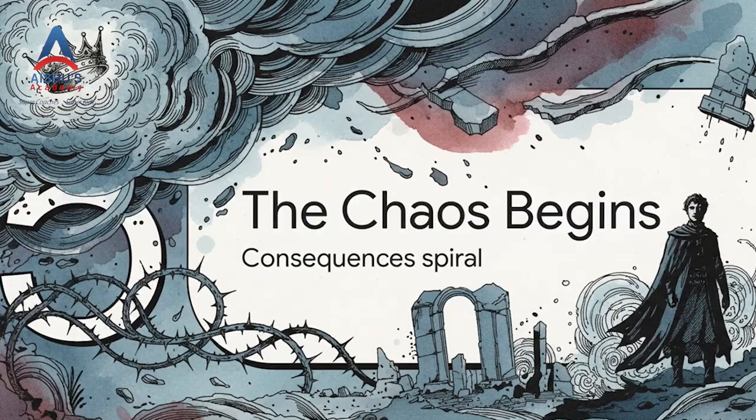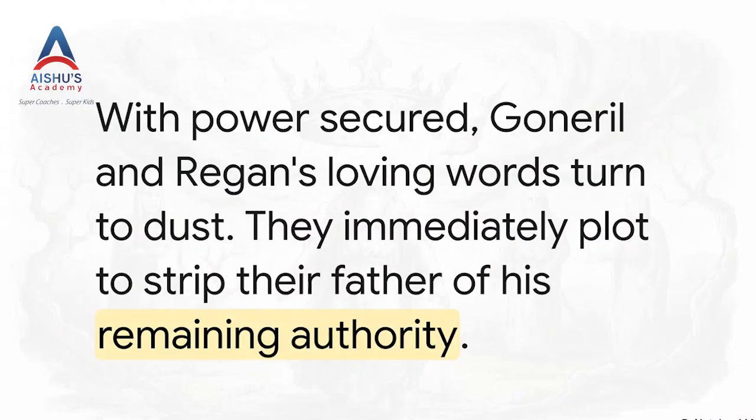So while Edmund is scheming away in the background, the fallout from Lear's terrible decision is starting to hit, and it is hitting fast and hard. And big surprise, the second Goneril and Regan get what they want, that whole loving daughter act is over. Done. They immediately start plotting to strip their dad of whatever little power and respect he has left. He's not a king to them anymore. He's just an annoying old man who's getting in their way.